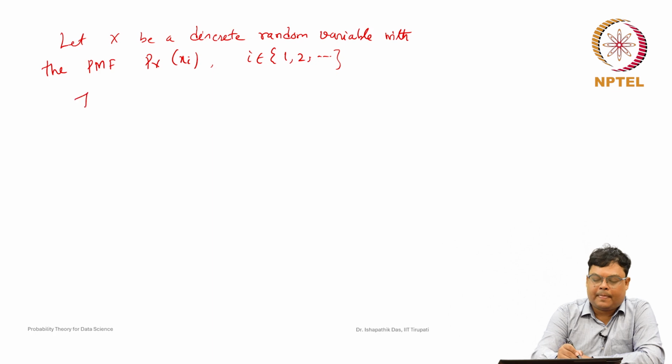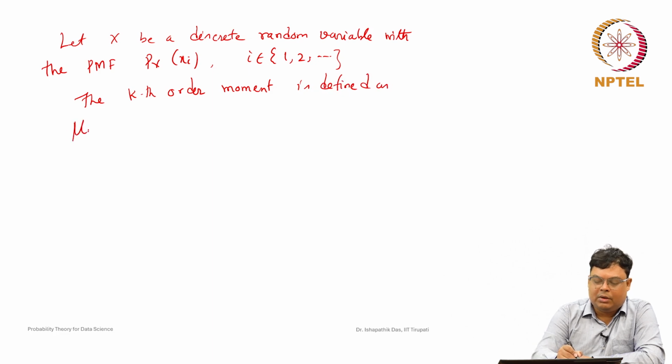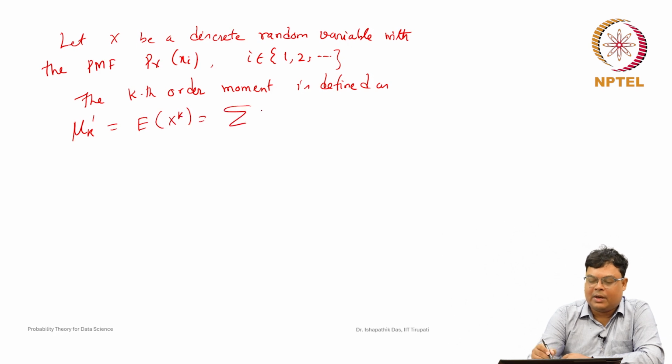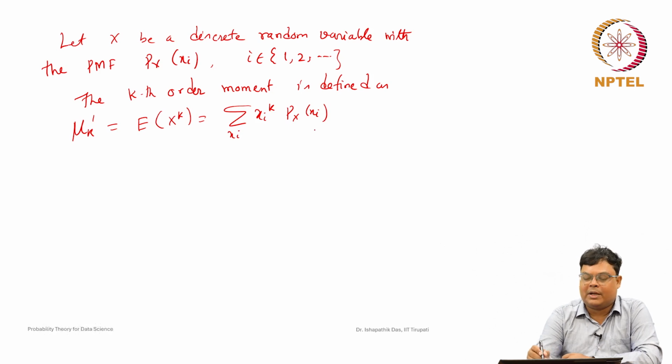Now, the kth order moment is defined as, you can remember that we discussed, mu_k dash, the expected value of X to the power k. Because it is a discrete random variable, this is nothing but the summation of x_i to the power k, P_X(x_i), where the sum is over x_i. So, this is the kth order moment. If the sum exists, then this is nothing but mu_k dash.